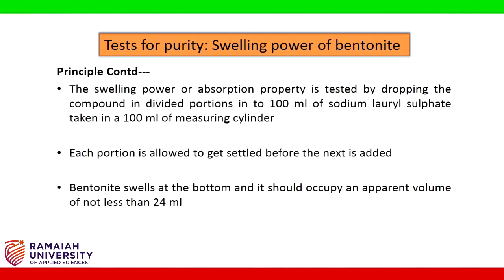The swelling power or absorption property is tested by dropping the compound in divided portions into 100 ml of sodium lauryl sulfate taken in a 100 ml measuring cylinder. Each portion is allowed to get settled before the next is added. Bentonite swells at the bottom and it should occupy an apparent volume of not less than 24 ml.